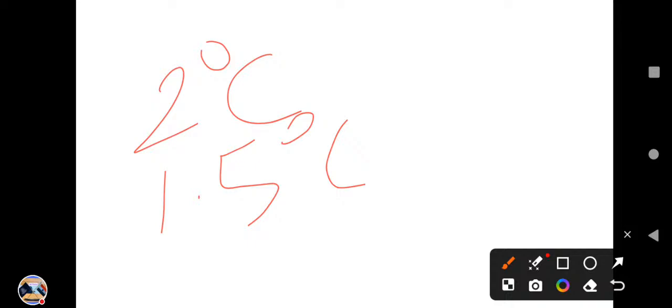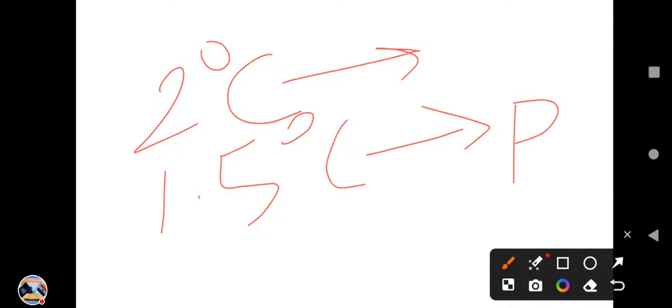This is the pre-industrial target, and the global temperature increase should be limited to below 2 degrees Celsius. Okay, this is the global temperature target.